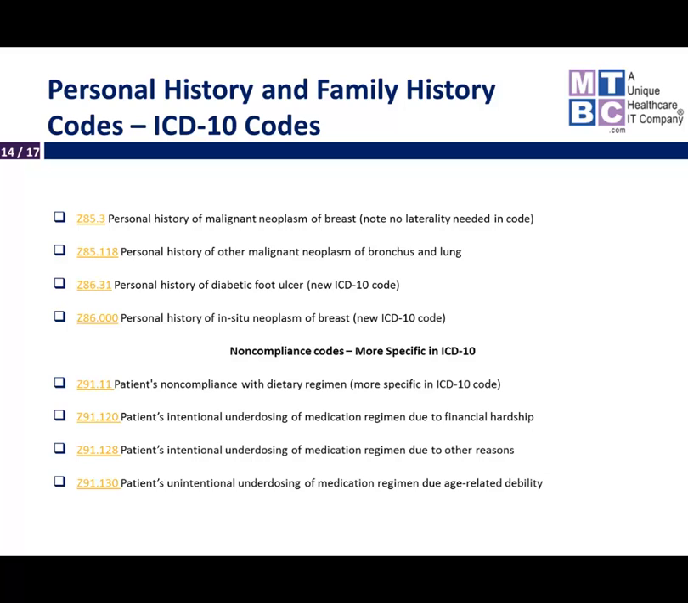Interestingly enough, there's no laterality needed when it comes to personal history of malignant neoplasm of breast or lung and bronchus, even though there are 2 breasts and 2 lungs, because of personal history, they specify side in 10. So you've got to look for those consistencies or inconsistencies within 10, and the more you use it, the more you get to know. This is what I do all day long, so obviously it just becomes old hat after a while, just like 9 is.